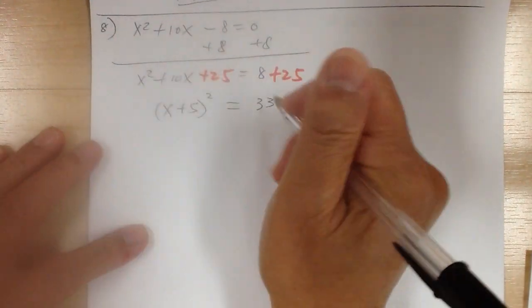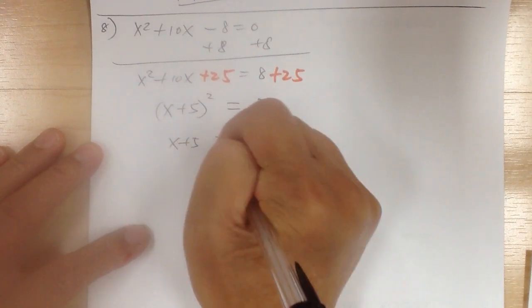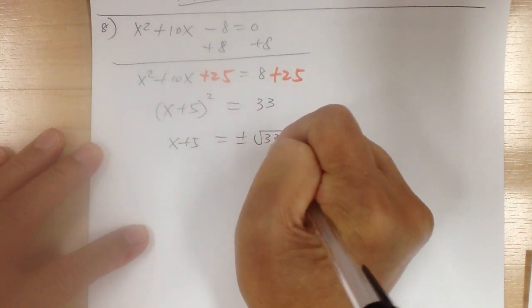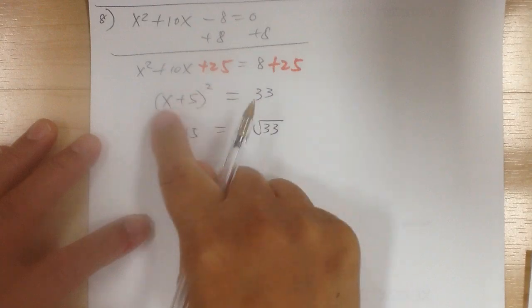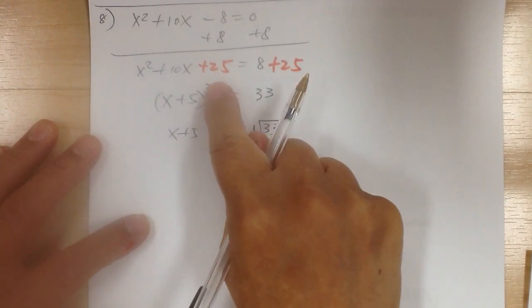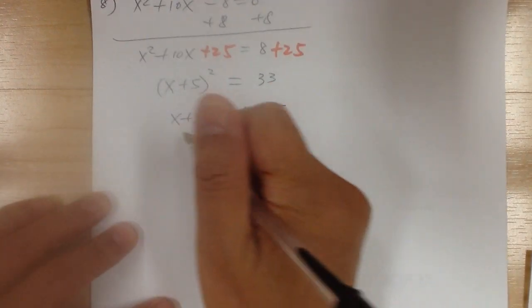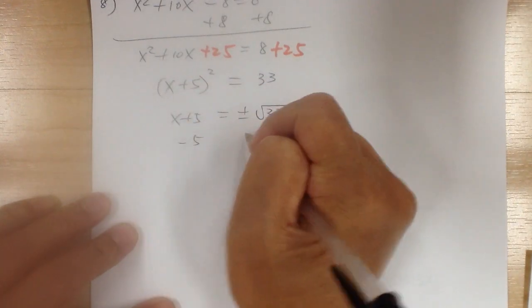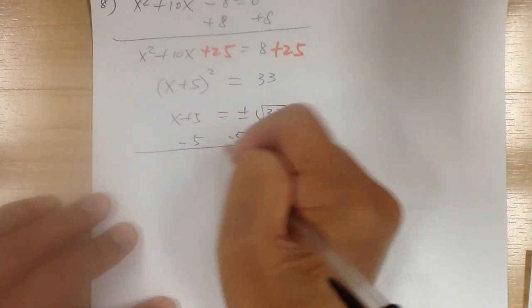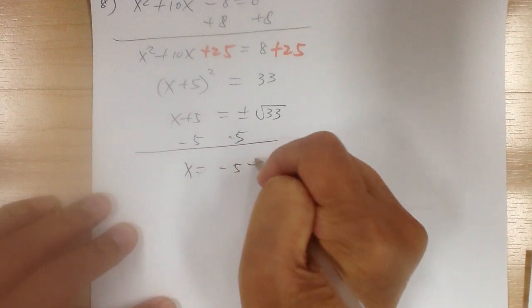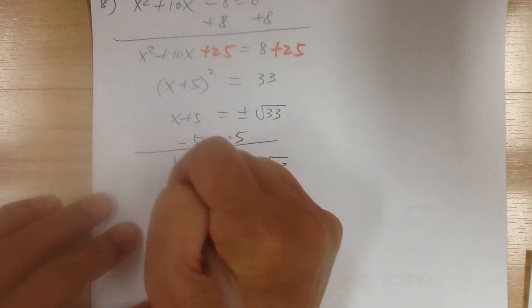Okay, so take the square root on both sides. So you got x plus 5 equal to plus or minus square root of 33. Right, again, take the square root. The reason you take the square root so it cancels out with the square. So this one you cannot simplify, so just minus 5 on each side. So you get x equal to negative 5 plus or minus square root of 33.